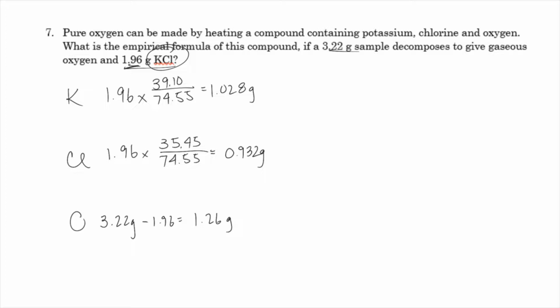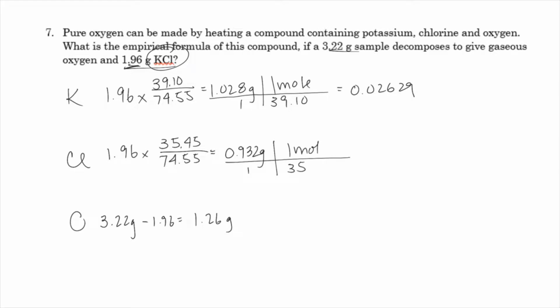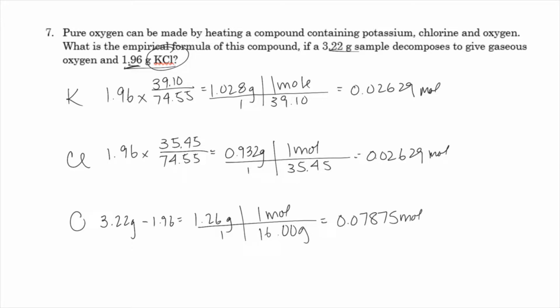Now I'm ready to jump in and do the empirical formula. So percent to mass, we already have the mass. Mass to moles, so I'm going to divide by molar mass. So 1 mole, 39.10, 0.02629. Divide by molar mass of chlorine, and I get 0.02629. And now I divide the mass of oxygen by its molar mass, which is 16, and I get 0.07875 moles. So this tells me how many moles of each element there is, but I need to get the mole ratio.